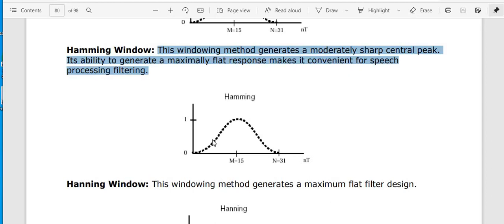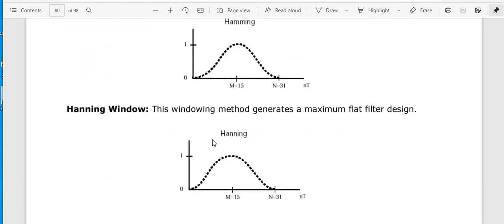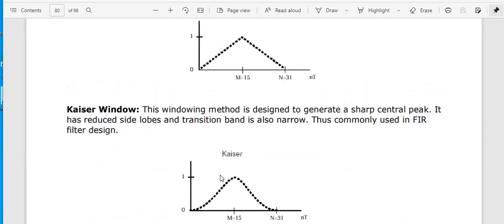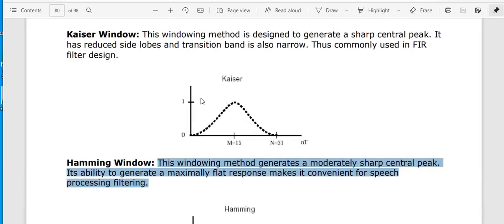Clear? The next type of windowing technique is the Hanning window. So basically, what is the use of the Hanning window? This windowing method generates a maximally flat filter design. See, more space is there, no? This broader end, as you can see with Hamming and Hanning. Hanning has more compared to the Hamming, and then compared to the Kaiser. So you see the area of this graph. How the graph is changing is important, right?